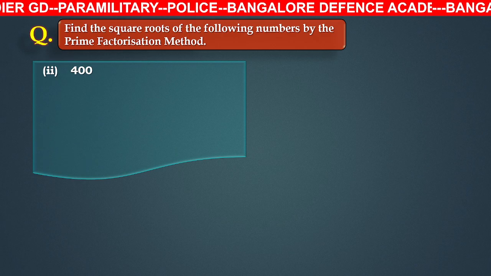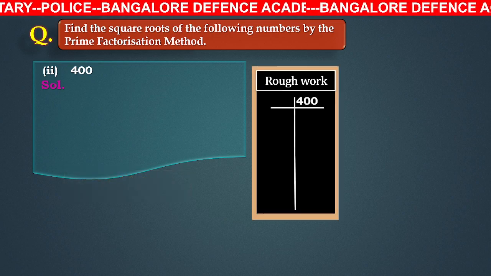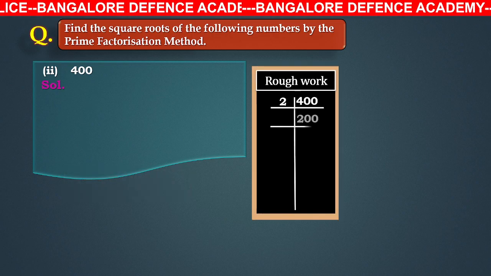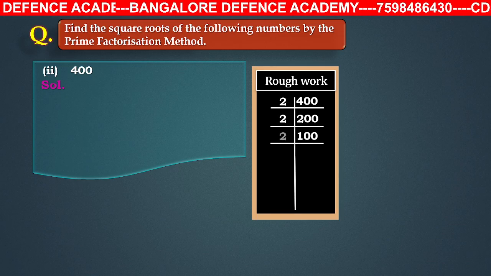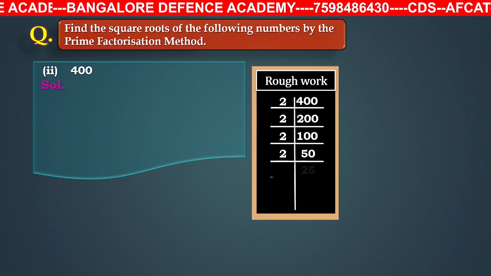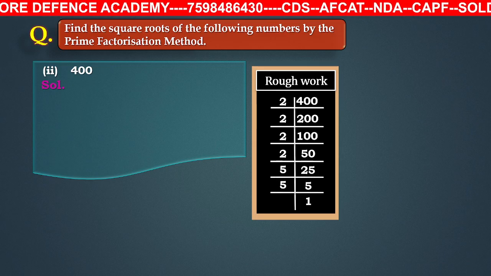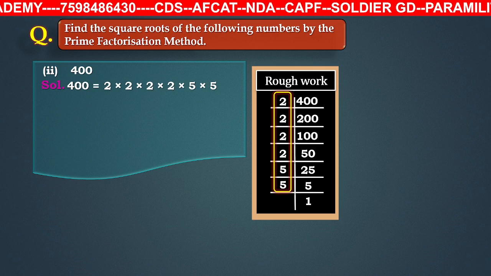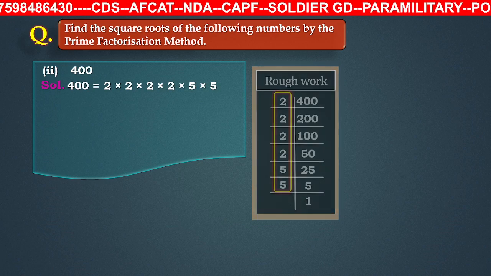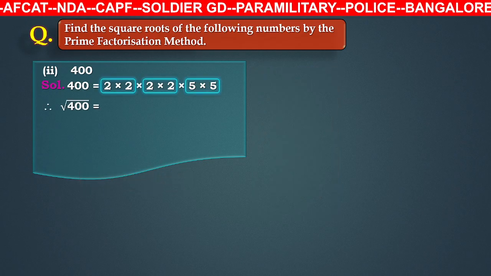Now let us try to solve this question, 400. Let us once again do a small rough work. I'll divide by 2, I get 200. Once again dividing by 2, I get 100, then 50, then 25, then 5, and once again 5. All these numbers I'm going to write horizontally. Now I'm going to make them into pairs. These two are a pair, these two are a pair, and these two are a pair.